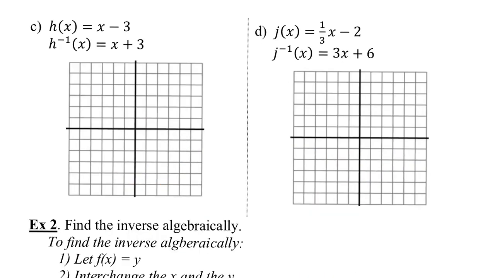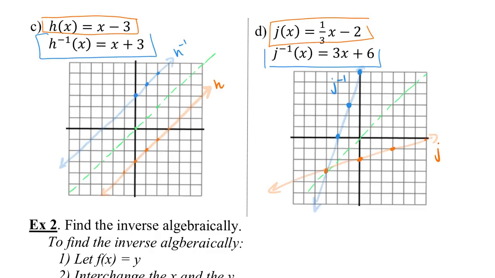Okay, go ahead, pause the video and then graph the next ones, and then draw your line of symmetry and make sure they work. When you're ready, unpause and check your answers. Okay, let's go ahead and look at our graphs. Here's my h of x. My y-intercept was -3. I went up 1 over 1. For my h inverse, my y-intercept was +3 and I went up 1 over 1.